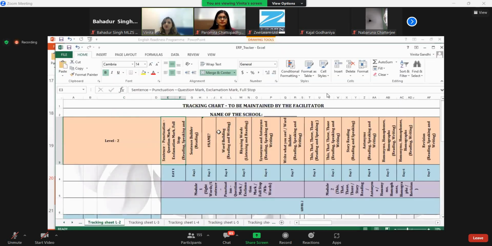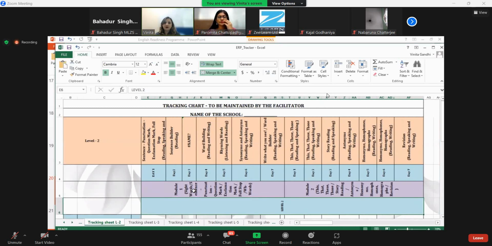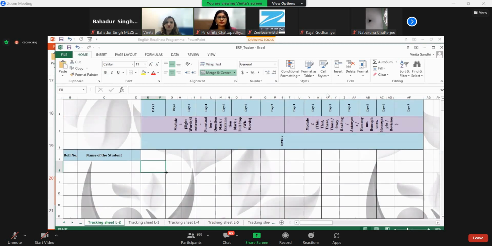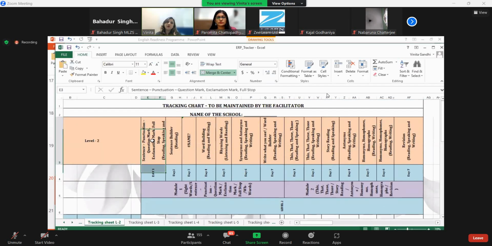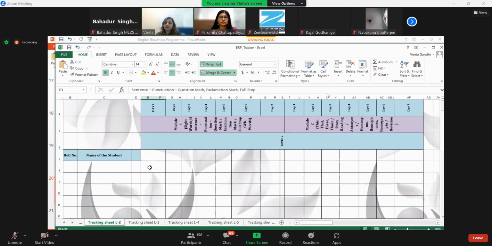Now, if you see in this tracking sheet, for level 2, we have mentioned the topics that have been covered, which you saw in the teacher's guideline module, right? And it is day-wise, what topic is there, where. This is module 1. Then you have the name of the student. For example, it's me, and I am appearing for level 2. You have given me a sentences, punctuation worksheet. I was able to do it swiftly, right? So I write the date over here. Today is, say, 30th March, 23. This is what you write over here.